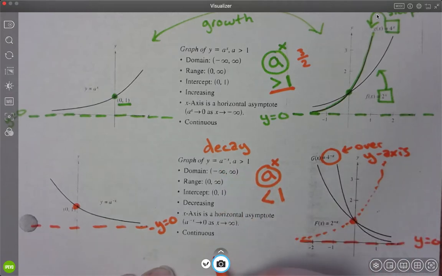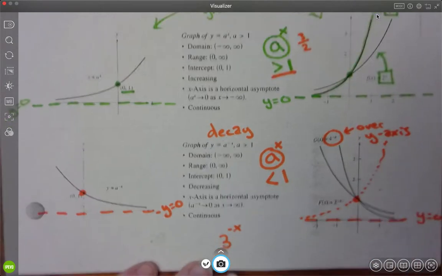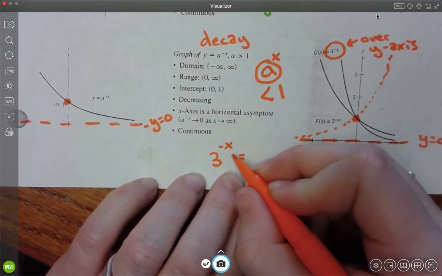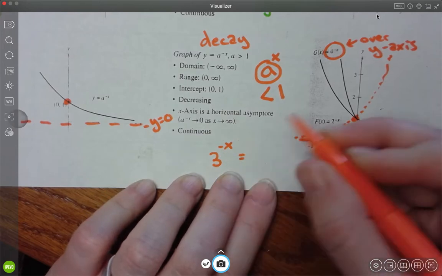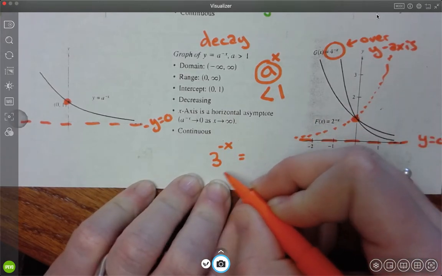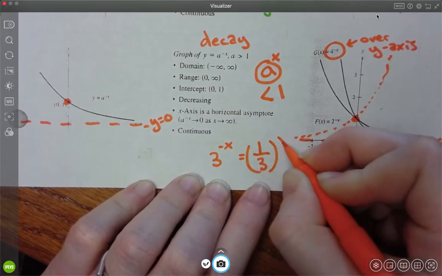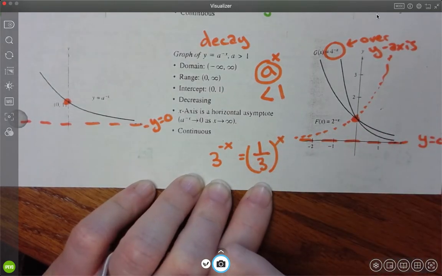So if they say 3 to the negative x power, that would be the same thing. If you're trying to make a negative exponent positive, you flip this number down to the bottom, and that would be the same thing as 1/3 to the positive x power. That's what it would look like, okay?